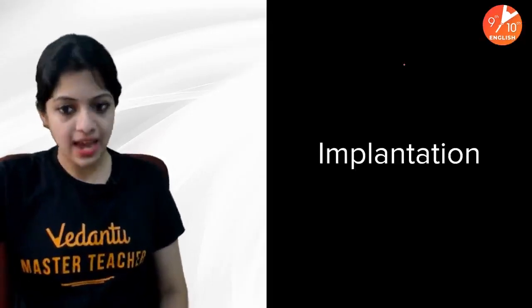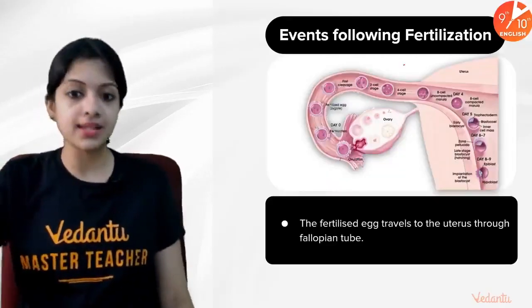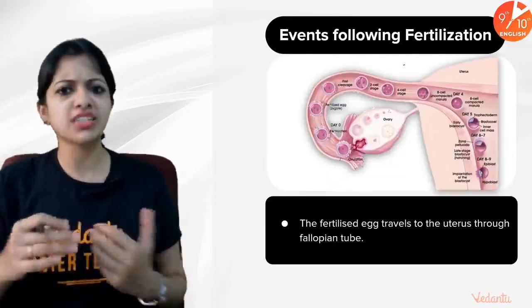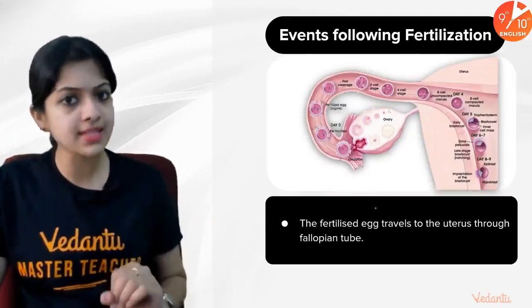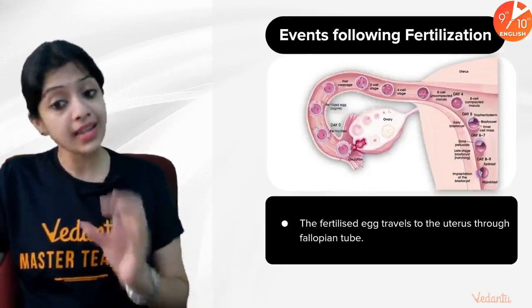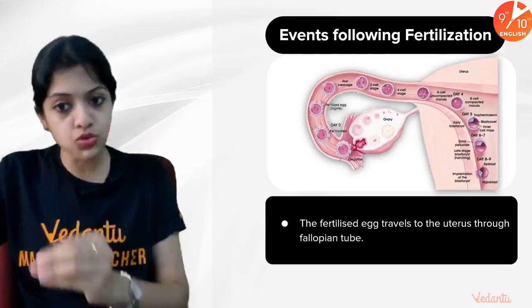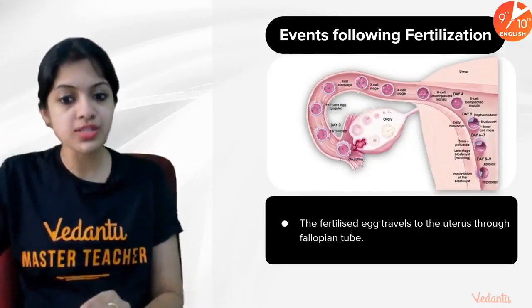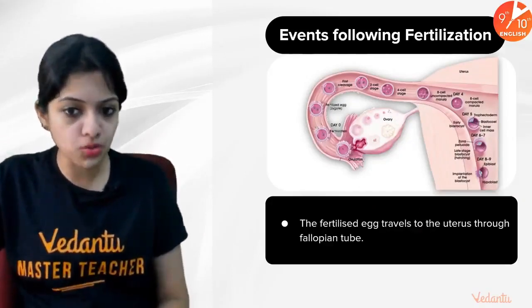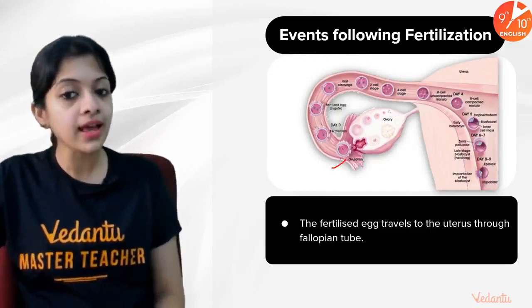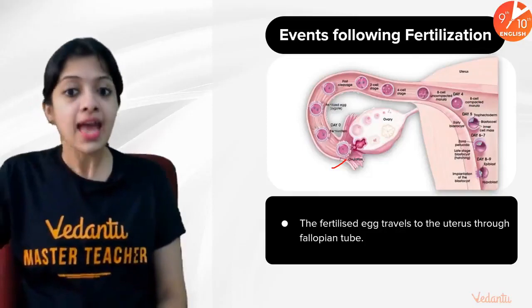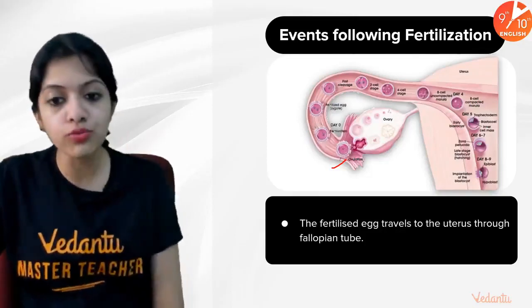So let us now try and understand what implantation is. After fertilization, what happens next? The fertilized egg, I told you it happens in the fallopian tube, right? The fertilized egg travels all the way down into the uterus through the fallopian tube. So ovulation happens. If you see this, we start here from the ovary, the ovum is released, and that is what we call ovulation, right?